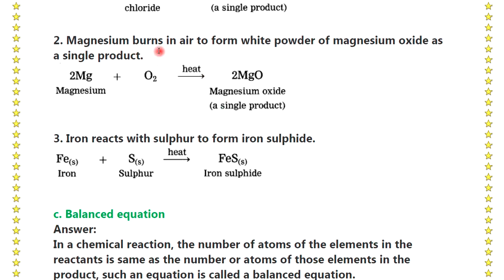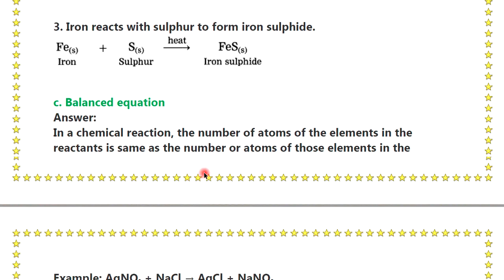Second point, magnesium burns in air to form a white powder of magnesium oxide as a single product. 2 Mg magnesium plus O2, in presence of heat, gives rise to 2 MgO, magnesium oxide, a single product. Third point, iron reacts with sulfur to form iron sulfide. Iron, that is Fe, plus sulfur, that is S, in presence of heat gives rise to iron sulfide.